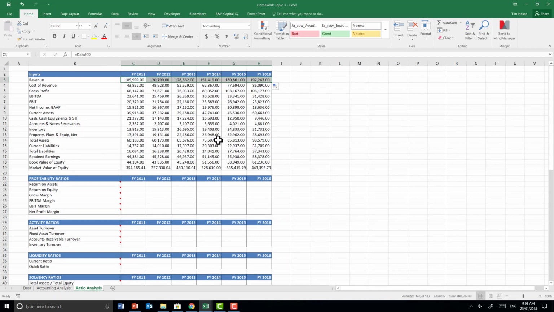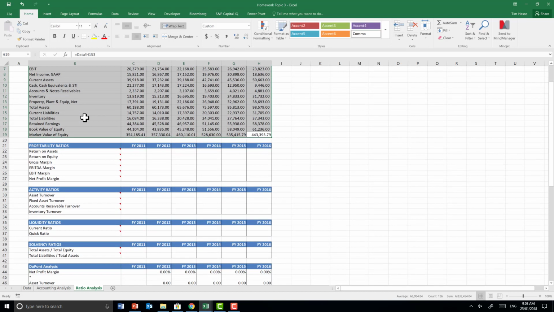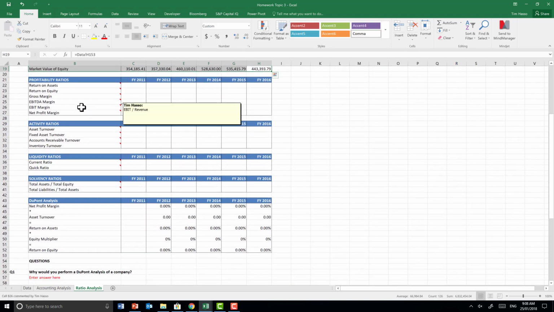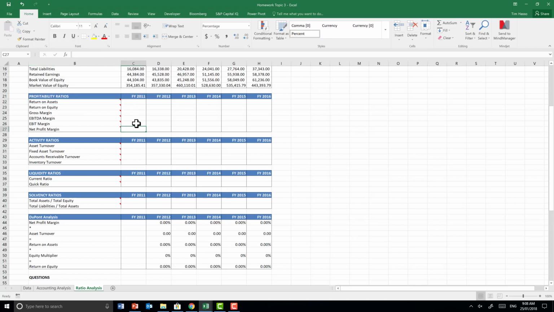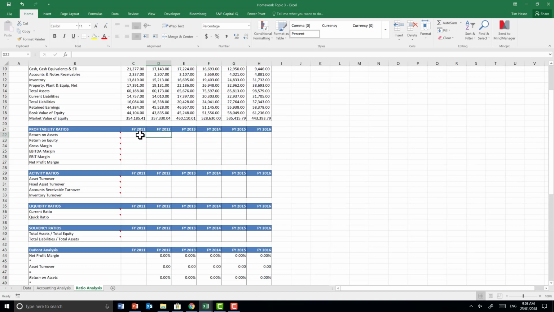So essentially what we have at the top is the inputs for our ratio analysis, and at the bottom we have a few different ratios that we have to calculate. Again, for each ratio, you'll see that there are hints. So whenever you see the red triangle at the top right-hand corner, you can see the hints which tell you exactly how you calculate that. Now, you do see that there's 6 years worth of information here, but for most of these ratios, we're only going to be calculating the last 5 years.